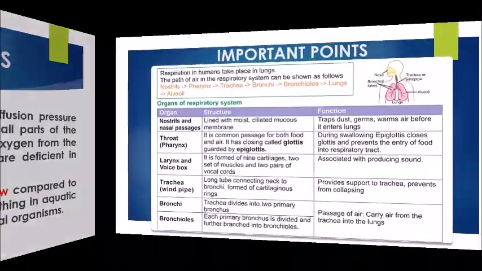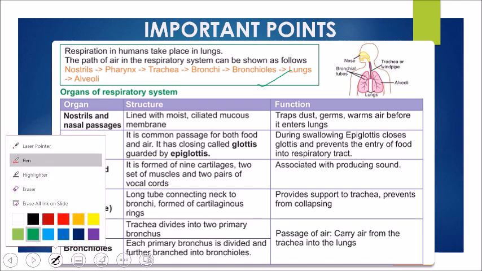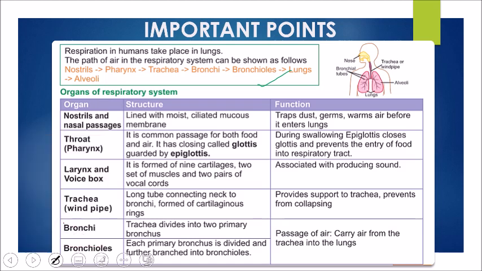So these are some important points, and like I said, this is the pathway of how respiration actually takes place: from nostrils to pharynx, trachea, bronchi, bronchiole, lungs and alveoli. So please remember, after pharynx comes larynx. Larynx is the voice box. The throat is the pharynx, then larynx is the voice box. Pharynx contains an opening called the glottis, and it is guarded by the epiglottis. So why is this epiglottis very important? Because epiglottis closes the glottis and prevents the entry of food into the respiratory tract.